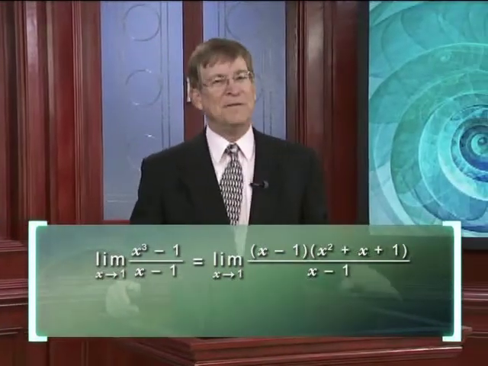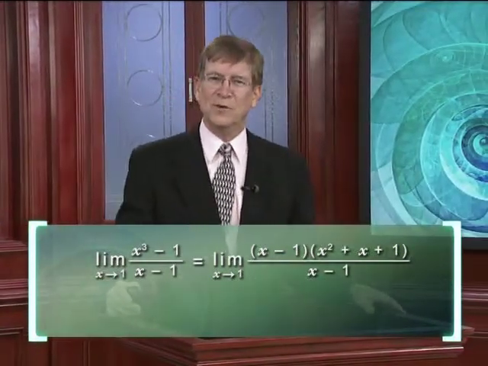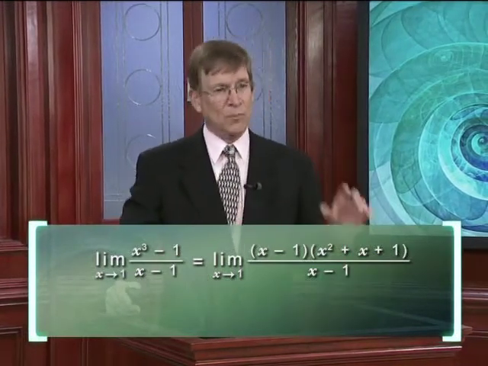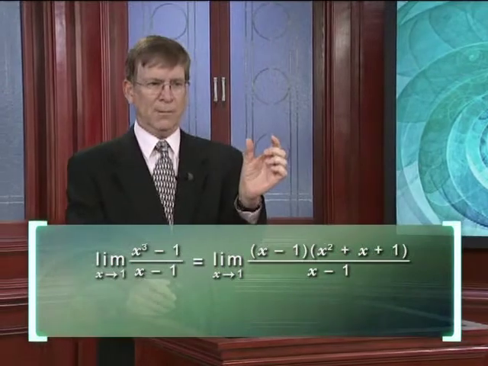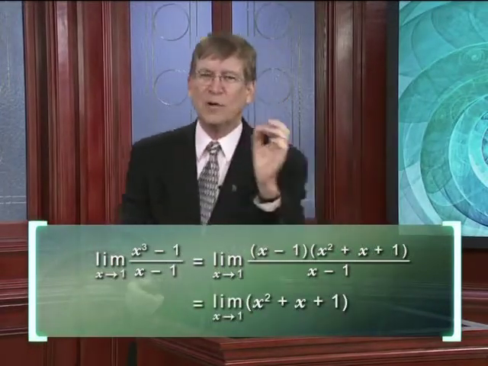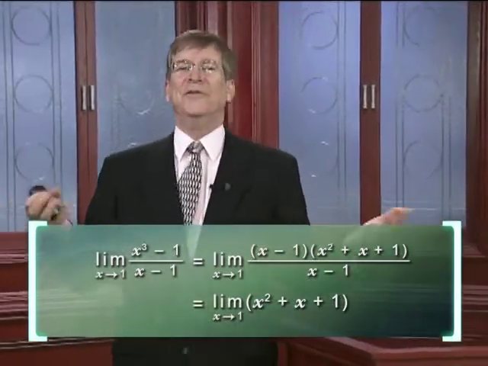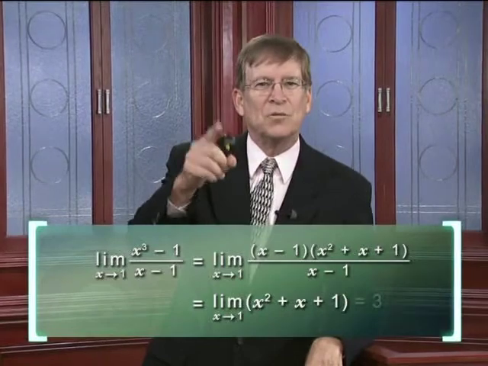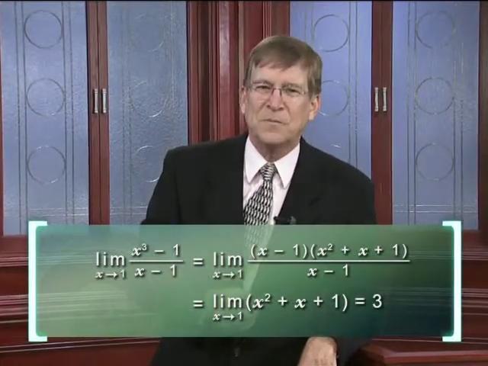And now we have a common factor of x minus 1 in the numerator and denominator, so let's cancel that common factor, and we're left with a new limit problem. What's the limit as x approaches 1 of x squared plus x plus 1? Well, duh, just plug in 1, and you get 1 plus 1 plus 1 equals 3.